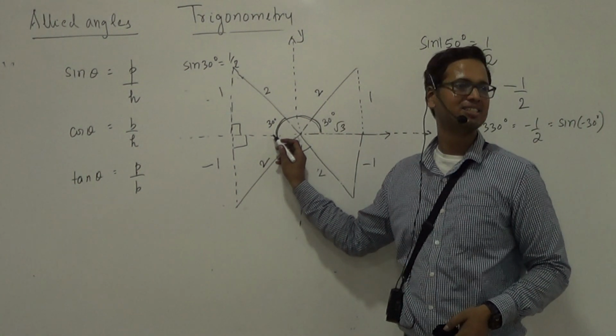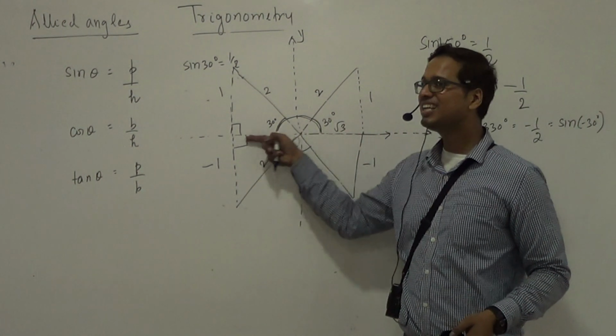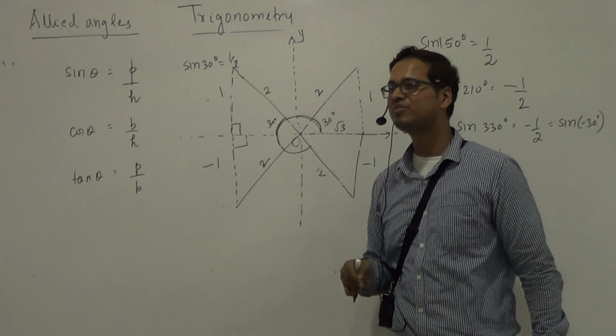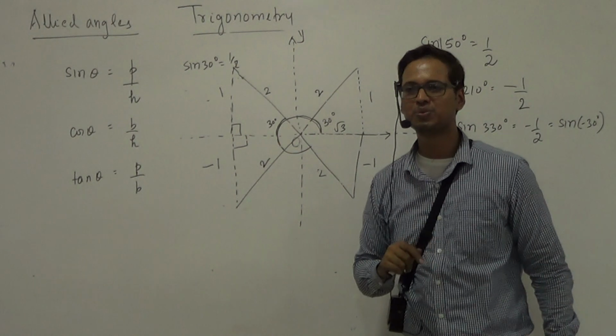Here it is minus root 3 by 2. So cos 150 would be minus root 3 by 2.